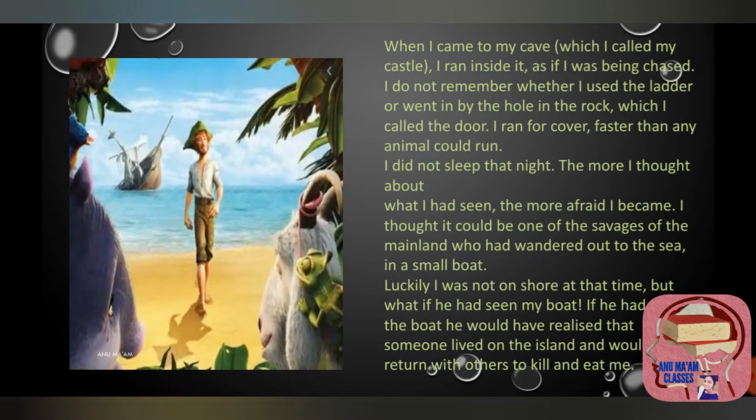I did not sleep that night. The more I thought about what I had seen, the more afraid I became. I thought it could be one of the savages of the mainland who had wandered out to the sea in a small boat.